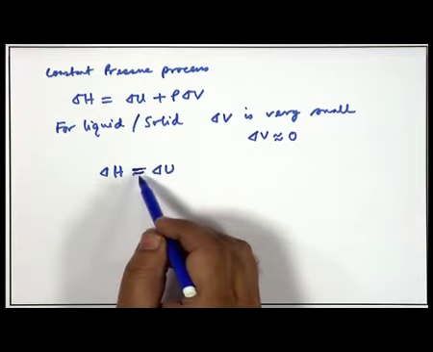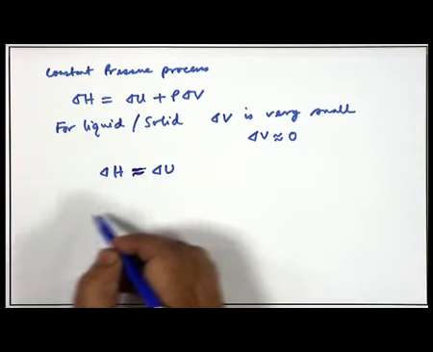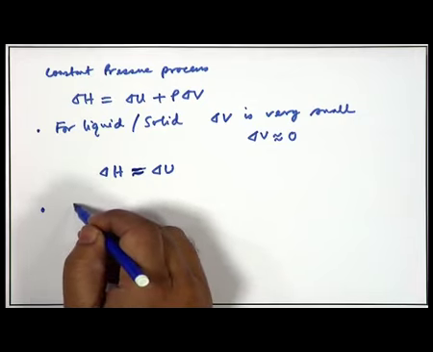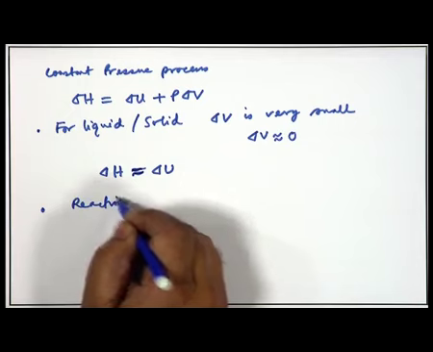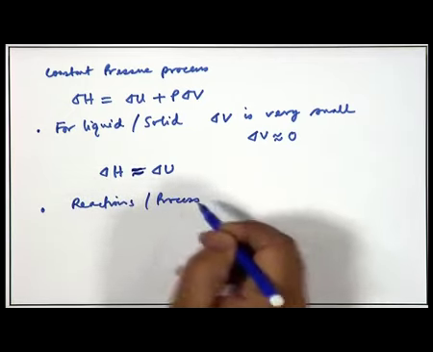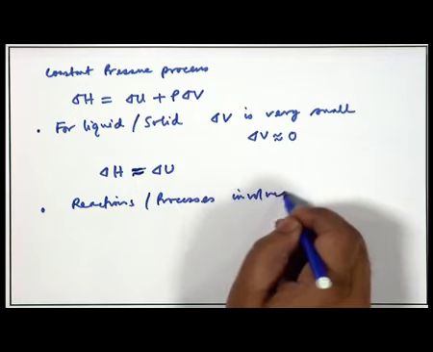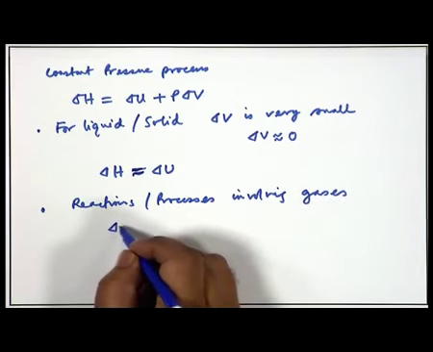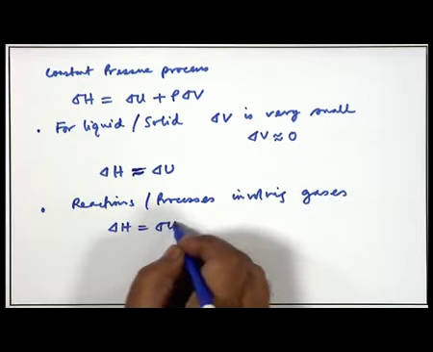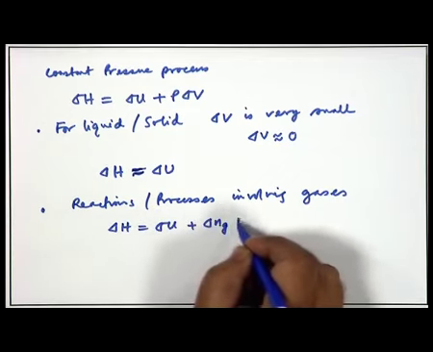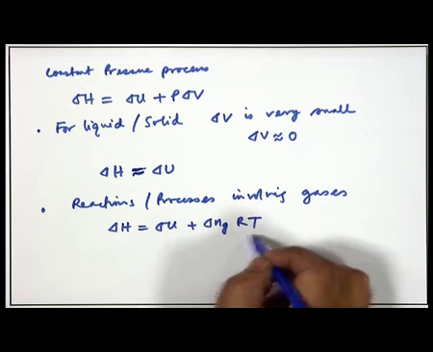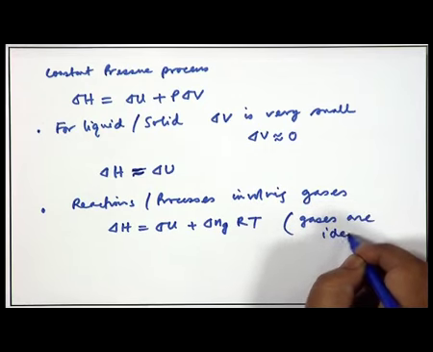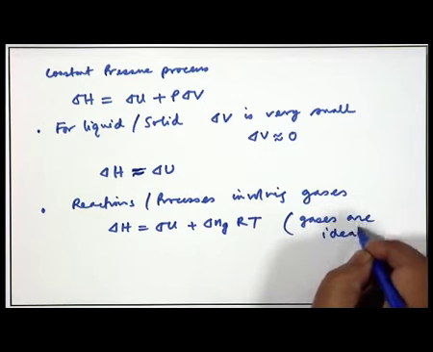So, we can consider these almost equal, but for gases, for processes or reactions involving gaseous substances, we had shown in the last lecture that delta U is delta n_g R T. In deriving this, we considered that the gases are ideal.